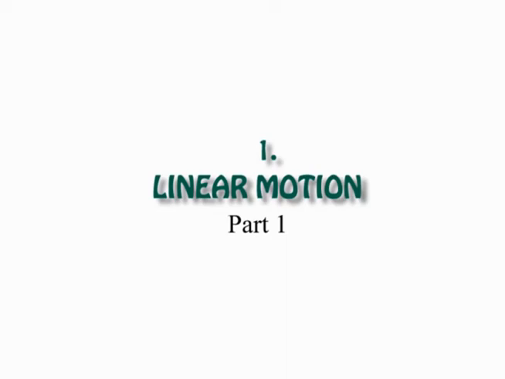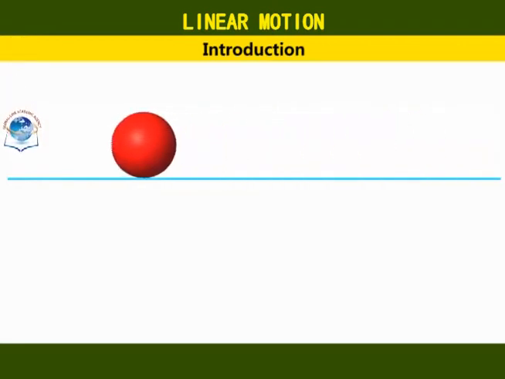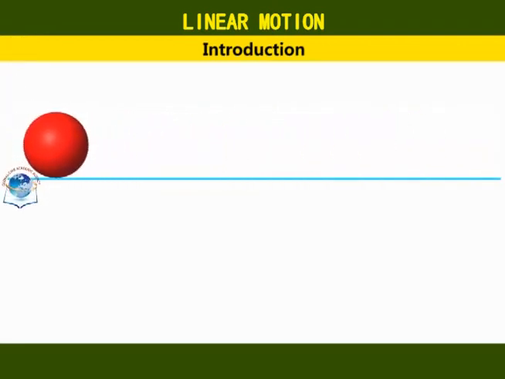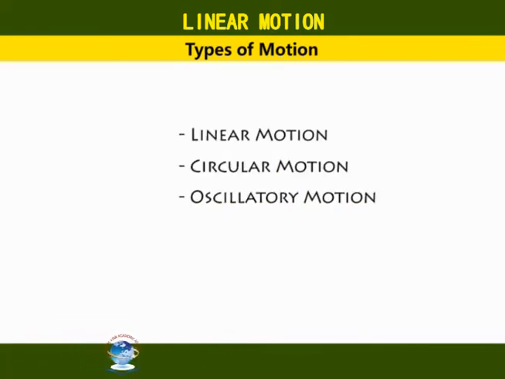Right. Let's begin with linear motion. Now, motion is the progressive or continuous change of position by a body. Linear motion is the motion of a body in a straight line. It is also called translational or rectilinear motion.